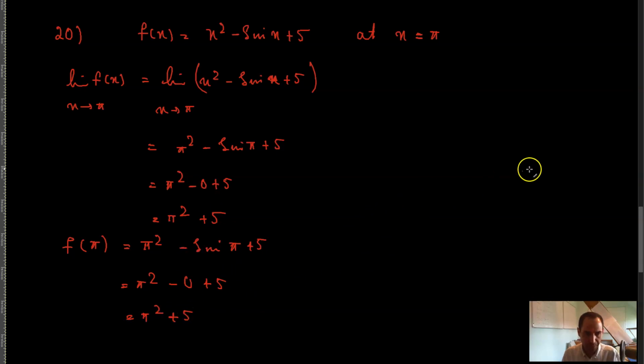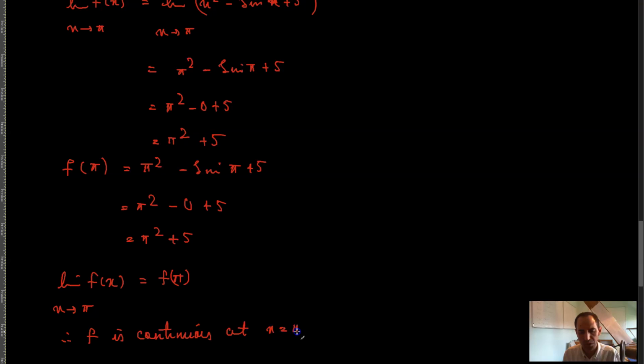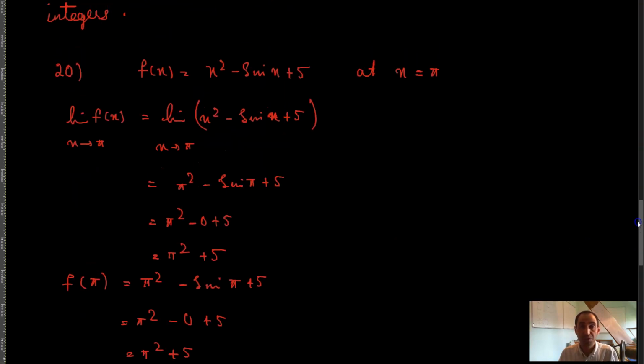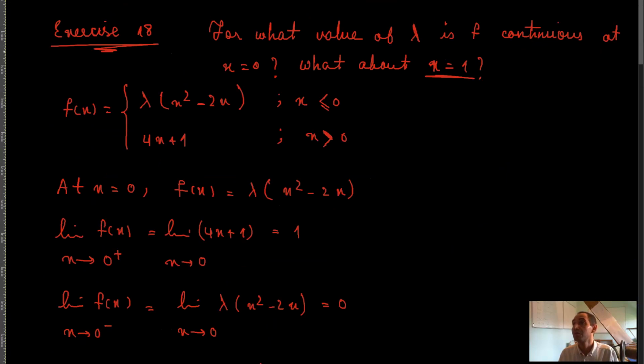And as you can see, the limit of f of x as x tends to pi is equal to f of pi, and therefore you can say that f is continuous at x equals pi. So that is question number 20. Let me take it. Okay.